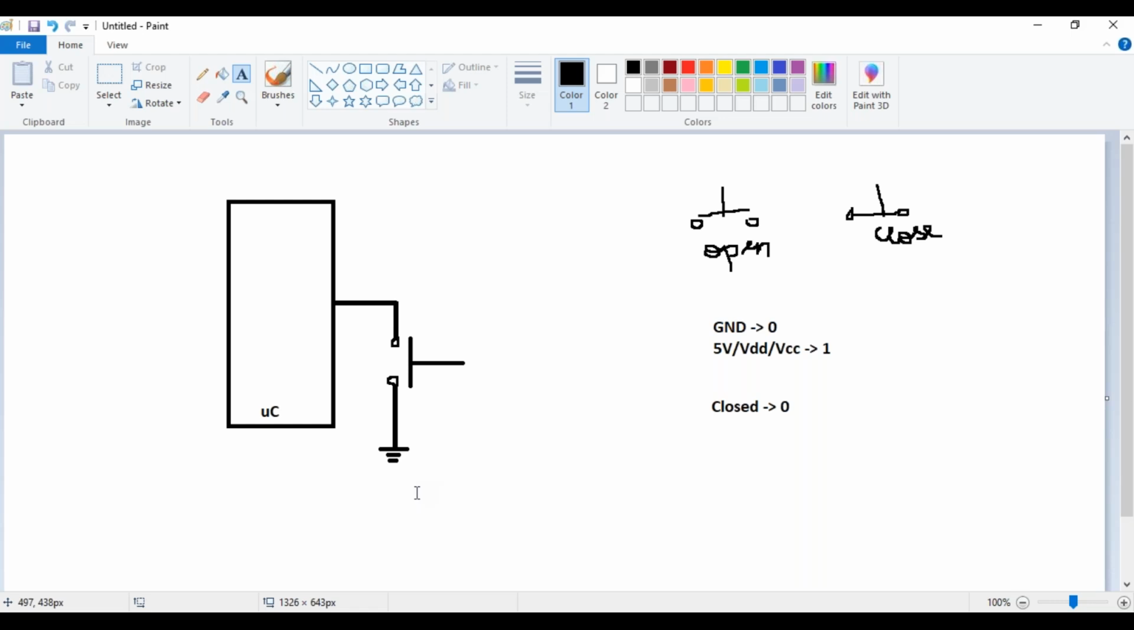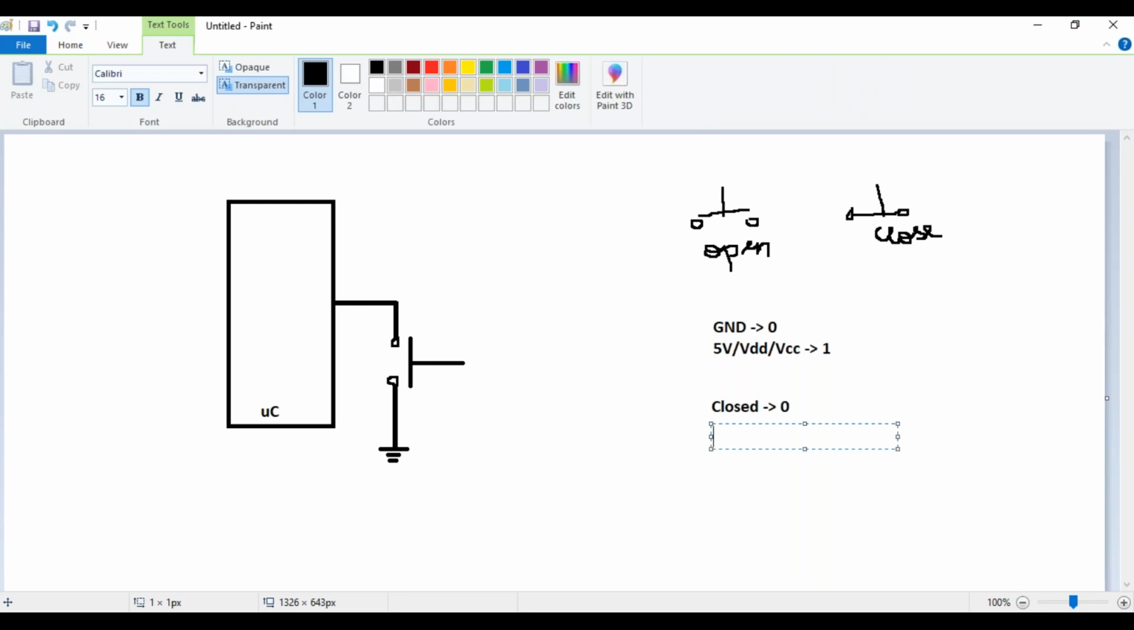But no input voltage also, correct? So yes, we don't have any input also provided. So this switch is called an open circuit, and we can also call it an open line, or we call it a floating line. So when the switch is open, the circuit is not complete.